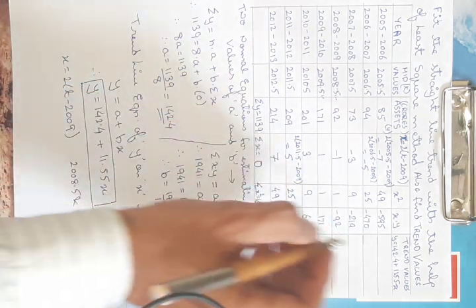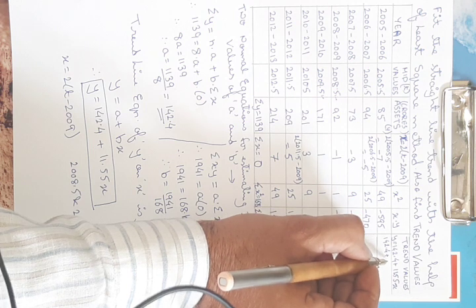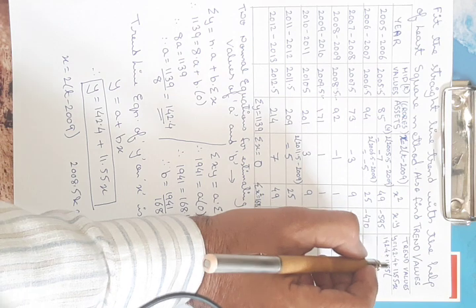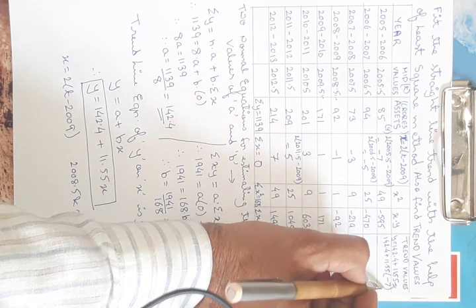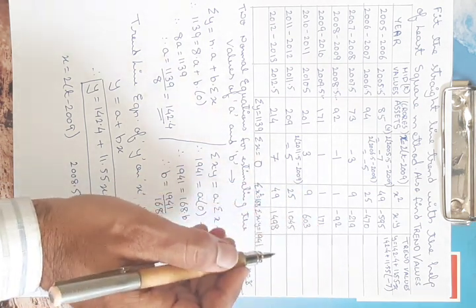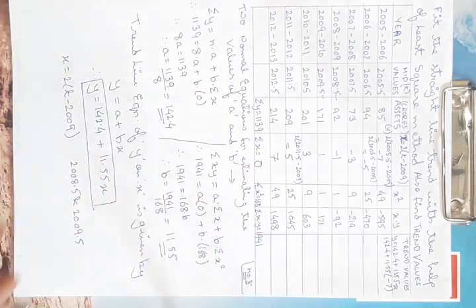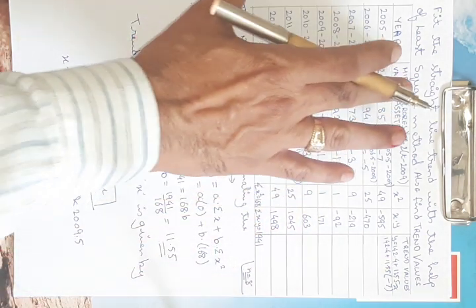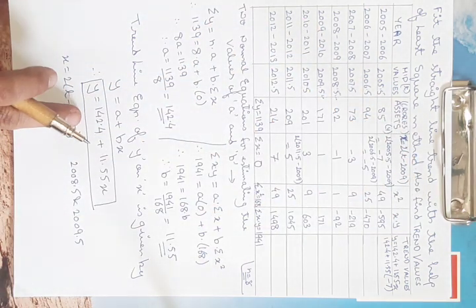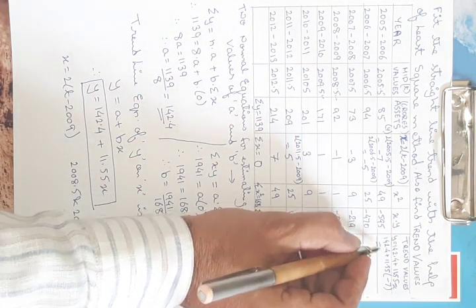Now in this case this will be 142.4 plus 11.55 into x. So what is the value of x? The value of x is -7. So this is how you are going to calculate all the values of your trends. Basically, we need to calculate first the straight line equation, I mean the trend line equation, by using the method of least squares, and then we need to calculate the trend values.